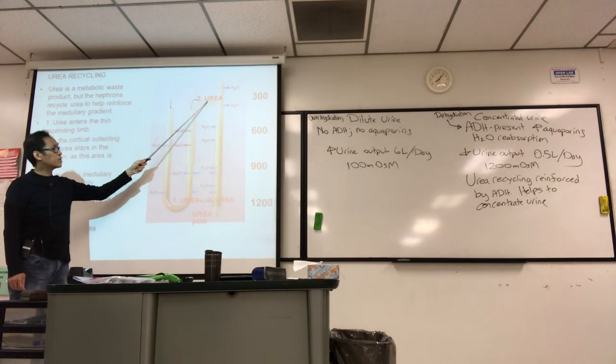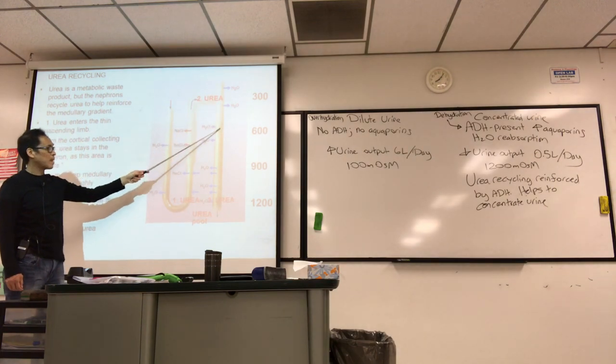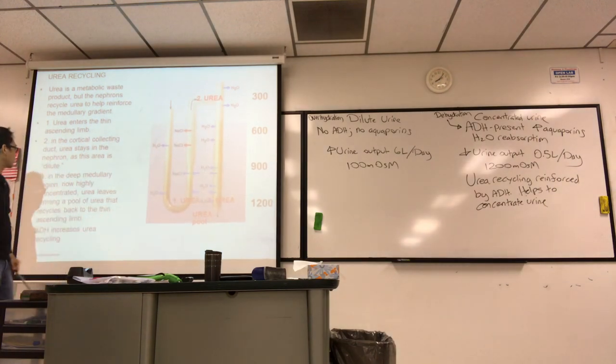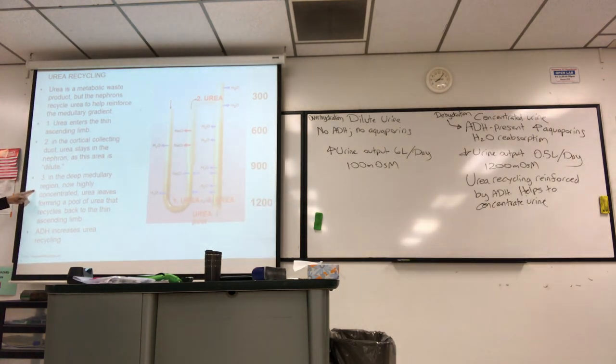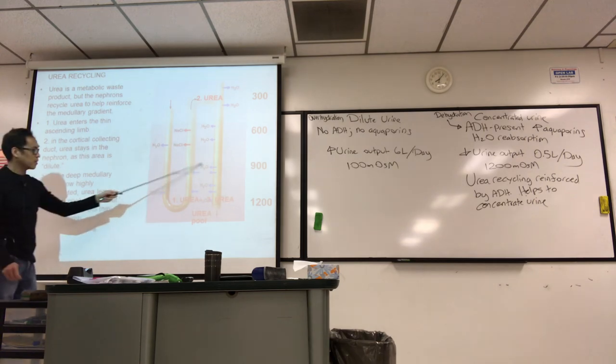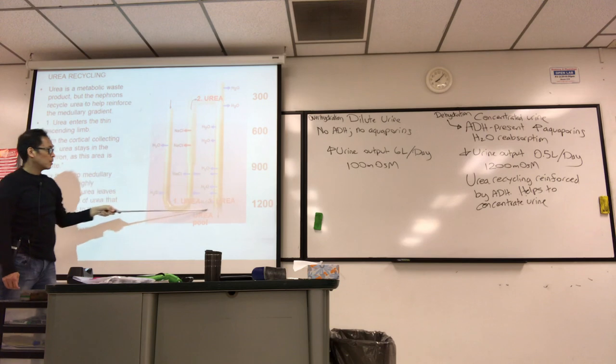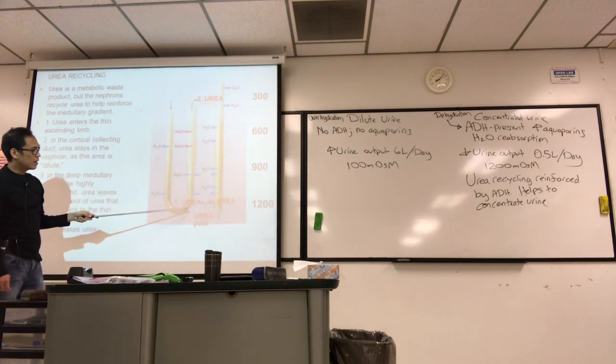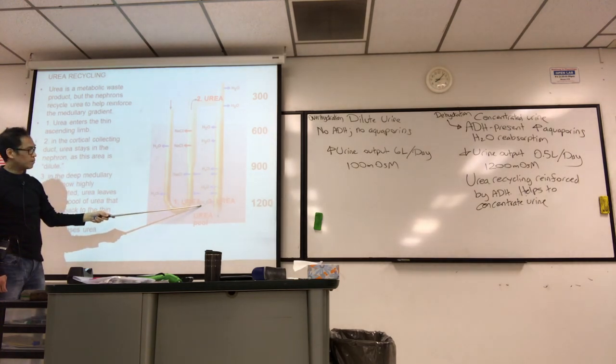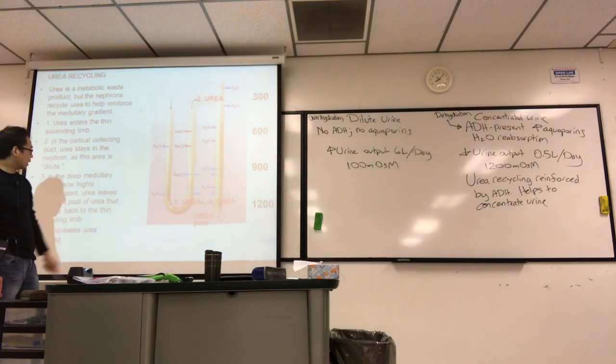So by rules of diffusion, this molecule will stay in the filtrate. But as it goes back down, it gets more concentrated. Deep in the medulla, now highly concentrated, urea leaves because it's just following rules of diffusion. If it's more concentrated, it just wants to go there. Urea leaves and it forms a pool of urea that recycles back to the thin ascending limb. So basically, it'll leave here and recycle back here. It'll just keep going in a circle. Because it keeps leaving and entering in this area, it helps contribute to the osmolarity of this region, so that when aquaporins are there, water can leave before it gets to the renal papilla.